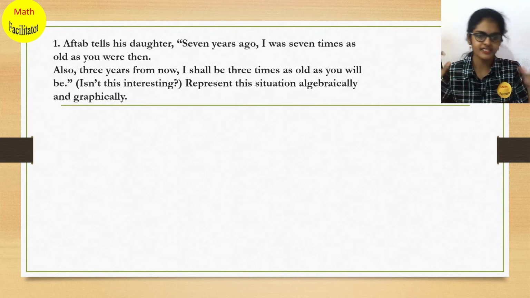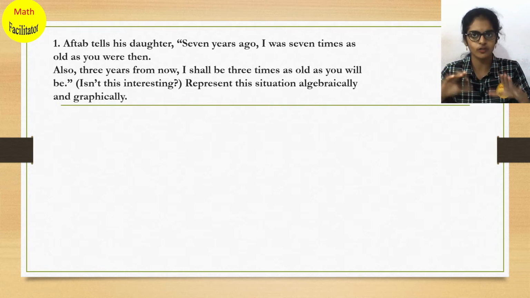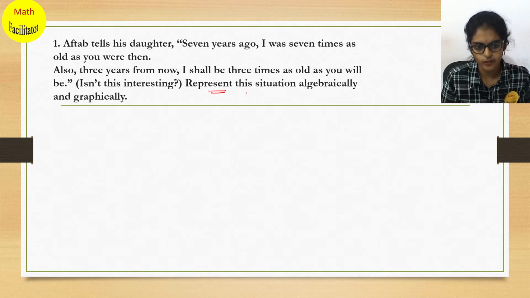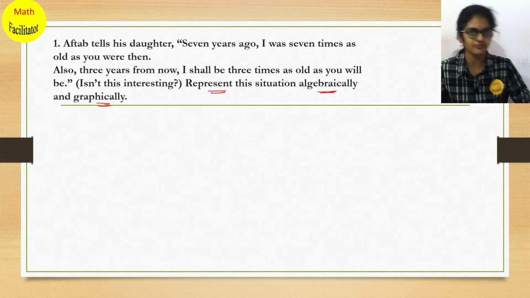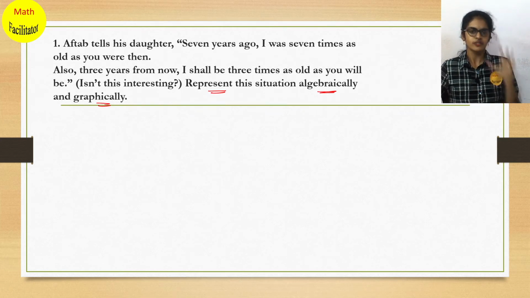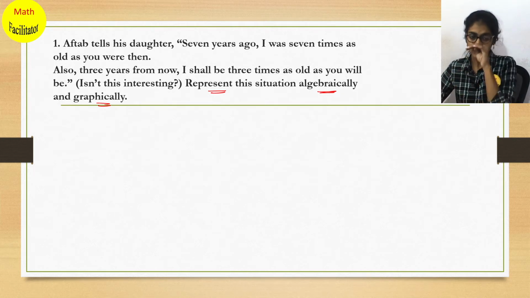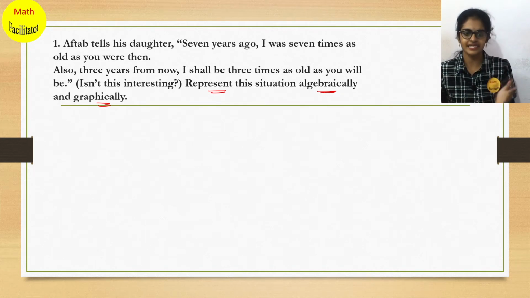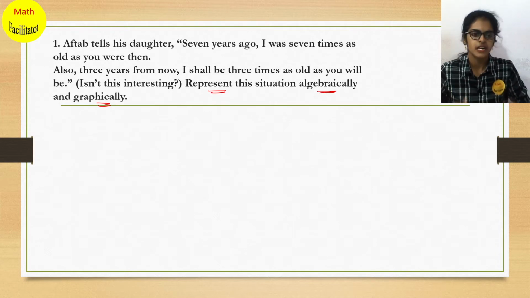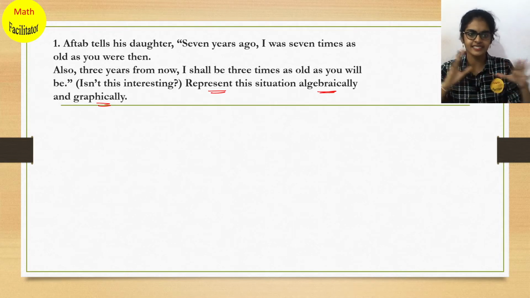Here they are only asking you to represent, they are not asking you the solution. See here, they are asking you to represent them algebraically and graphically. They are not actually asking you to find the solution. So solution finding is there in exercise 3.2. We will discuss it later. So as of now, we shall represent it graphically and algebraically. Now by looking at it, you can see this is a problem related to age, right?